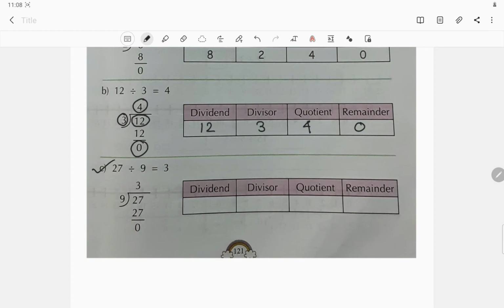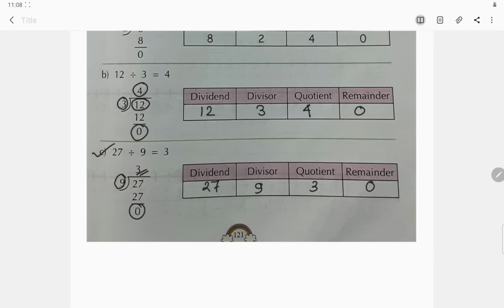Question number C, similarly, the dividend is 27, because this is the bigger number being divided by 9, so the divisor is 9, and you are getting 3, that is the quotient, and nothing is left, so the remainder is 0. Did you understand? I hope you understand the fact. Okay, now the next part is division on the number line. Very important thing, division on the number line.